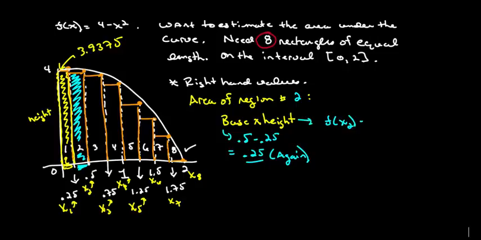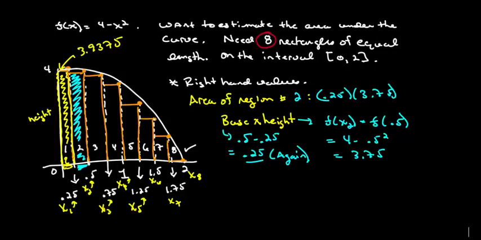Now what's the height? Well, the height is the function evaluated at the right hand of that interval, and the right hand of that interval is 0.5. So it's the function at 0.5. So we're going to have 4 minus 0.5 squared, and that's going to give us a value of 3.75. So we'll take the base length of the rectangle, which is 0.25, and multiply it by the height of the rectangle, which is 3.75, and we'll get a value of 0.9 something here, 0.93.